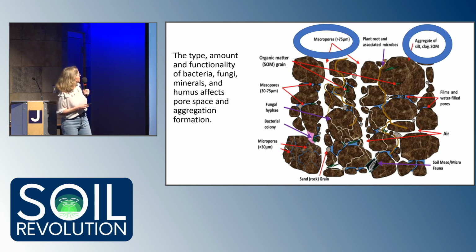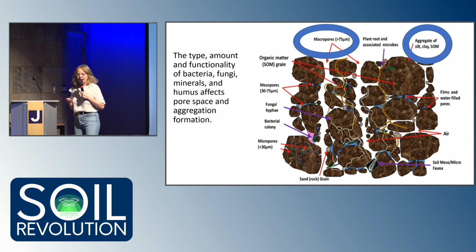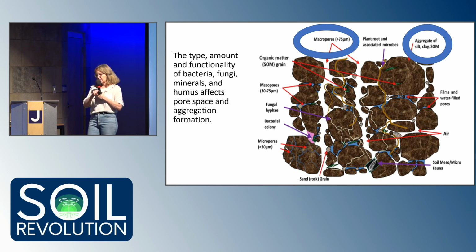Okay, so then this matters, right? The type, amount, and function of bacteria, fungi, minerals, and humus affect the pore space. So we have to have space in our soil for the water to go in, right? Everybody's picked up dust and it looks like powder and the water can't get through it, right? Root exudates will glue together the soil. And then bacteria have the capacity to wrap covers around water. They can put a biofilm around it to save it for later.